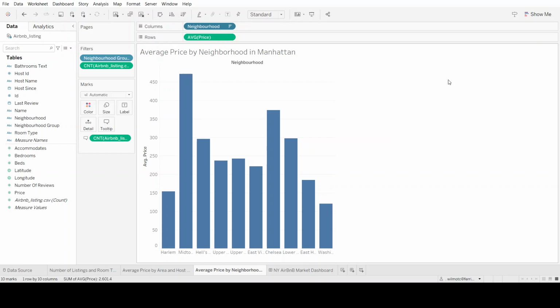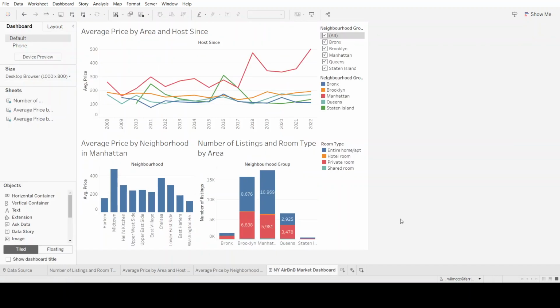As you can see, we have a lot of variance within Manhattan itself. It goes all the way down to 150 average price in Harlem, and even less in Washington Heights, compared to an average price of almost 500 in Midtown. I also included in the tooltip the number of listings so that it can be seen when you hover over it. And so putting all three of these sheets together in a dashboard, it looks something like this.